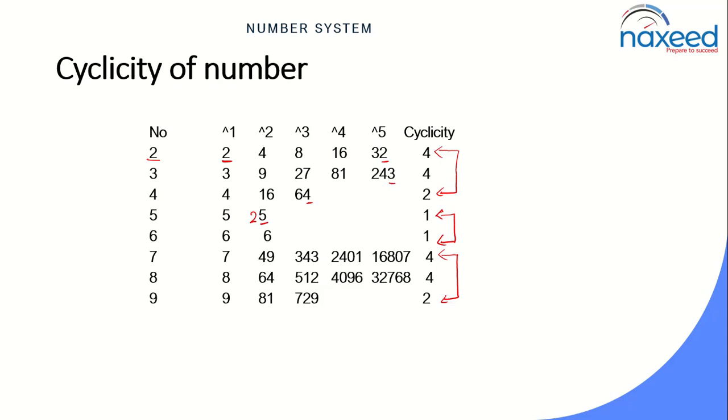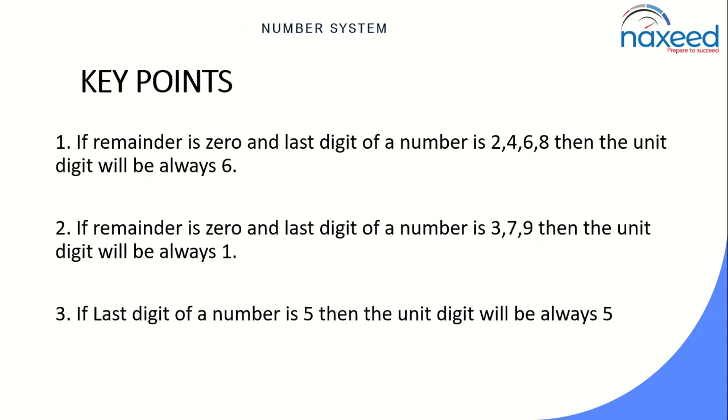Okay, now next one, if I go to my next slide, there are some key points. Before solving any unit digit problem, we should remember these key points. So the first point is, if the remainder is 0 and the last digit of a number is 2, 4, 6, 8, then the unit digit will always be 6. I will explain all these 3 points, but for now just keep it in mind. Second point is, if the remainder is 0 and the last digit of a number is 3, 7, 9, then the unit digit will always be 1.